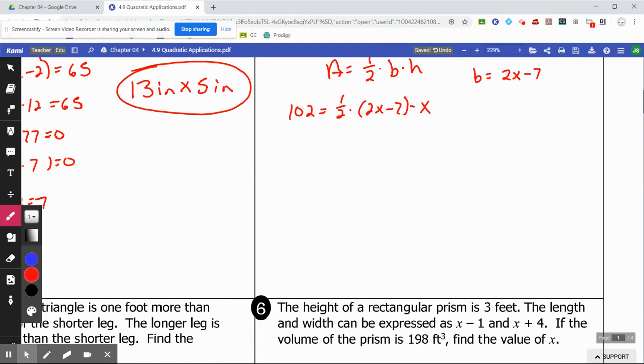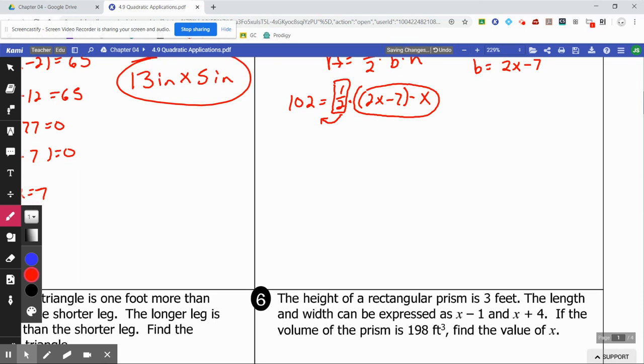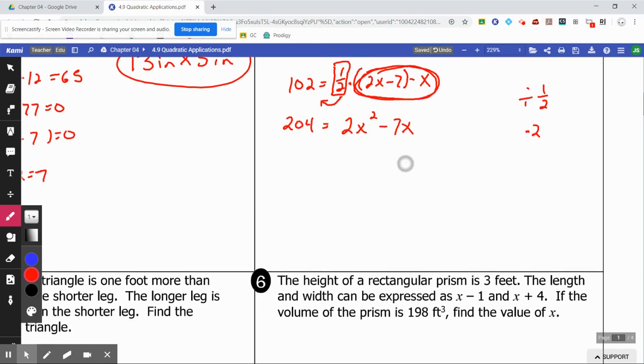A couple of different ways you can do this. Let me show you a trick, though. To get rid of this 1/2, since it's being multiplied by everything over here, you can actually move it to the other side so you don't have to deal with fractions. Since 1/2 is being multiplied, let's divide by 1/2. Division by 1/2 is the same thing as flipping and multiplying. So that would multiply by 2, which would be 204 equals 2x minus 7 times x. And you can go ahead and distribute that out. That'd be 2x squared minus 7x. Now you see it is a quadratic equation.